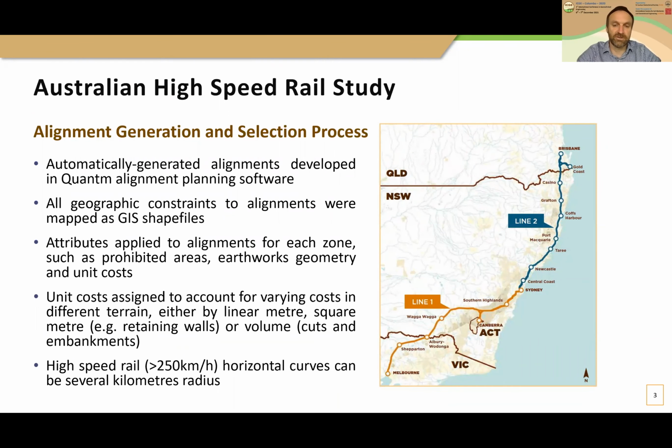Alignment generation and selection was undertaken using the Quantum alignment planning software. What this does is it utilizes GIS shape files for a whole lot of different constraints, whether they be urban planning, geotechnical, environmental, flooding, and the like, assigning unit costs for these, and then inputting the design parameters for the alignment. And for a high-speed rail line, the horizontal curves can be several kilometres in radius.